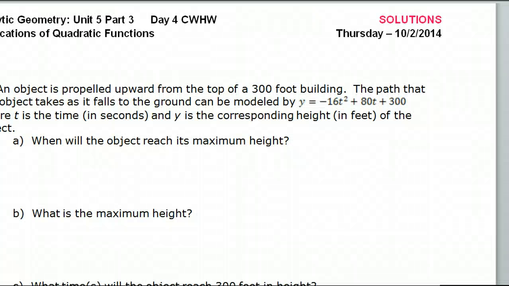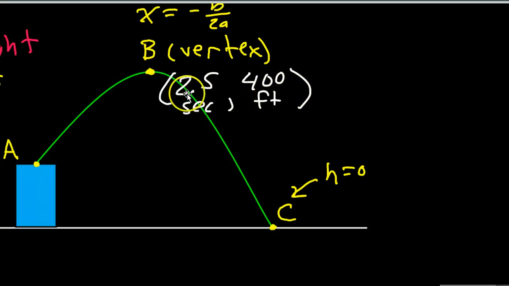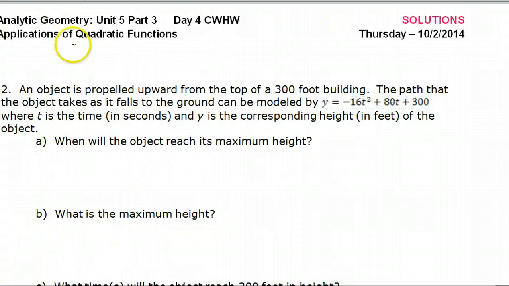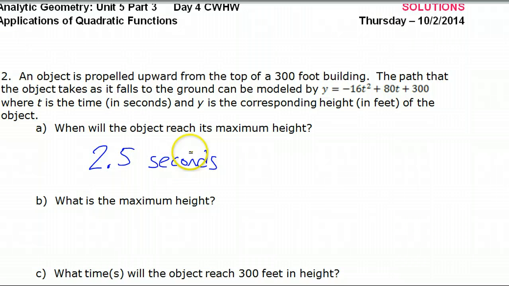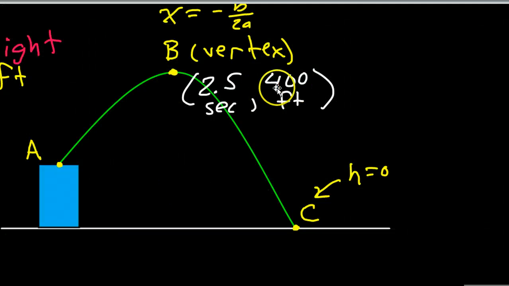So what are they asking us again? When will the object reach its maximum height? So which one of these numbers do I want right now? Yeah, 2.5 seconds. That's the when. Okay, so yeah, 2.5 seconds. Please don't just put 2.5. When you're doing a word problem like this, the units are very important. What is the maximum height? Well, that's our 400 feet.